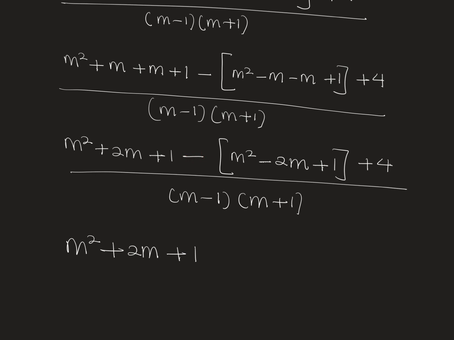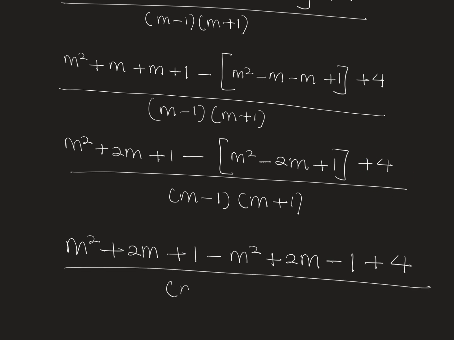Now, this negative is going to affect everything that is in this bracket. Okay? So if we expand, we're going to have negative times m squared will be negative m squared. Negative times negative 2m will be positive 2m. Negative times positive 1 will be negative 1. Then we have to include this plus 4 all over m minus 1 into m plus 1.